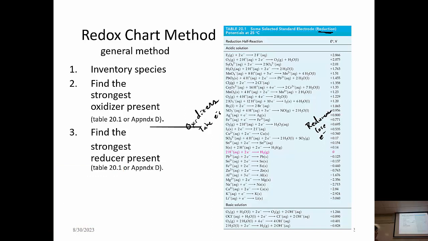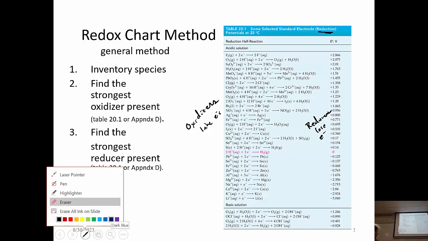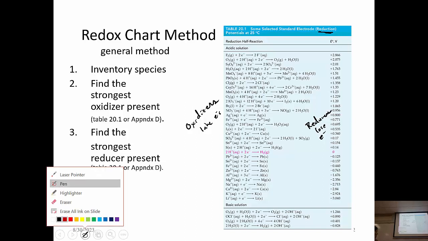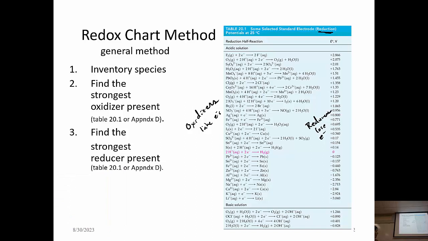So if you're going to take electrons, which species is the most adept at taking electrons? In other words, which species is the most powerful oxidizer on your chart? So take a look at your chart and see which one's the strongest oxidizer. Top left. Fluorine. Fluorine is the strongest oxidizer.